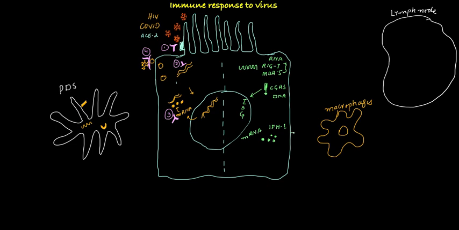They also have an autocrine effect. The cells that are producing it act on themselves as well as on the neighboring cells. So the cells on both sides of these epithelial cells will develop something called the antiviral state. Here, I'm just going to draw the timeline.